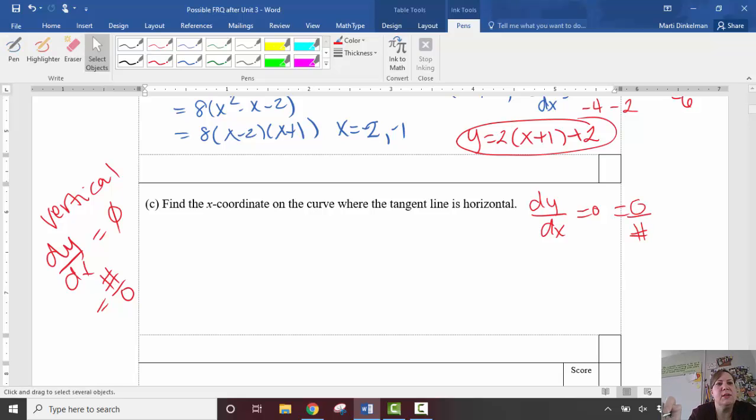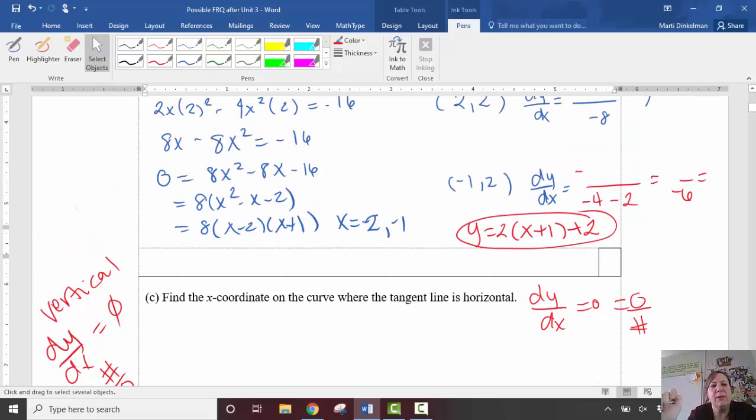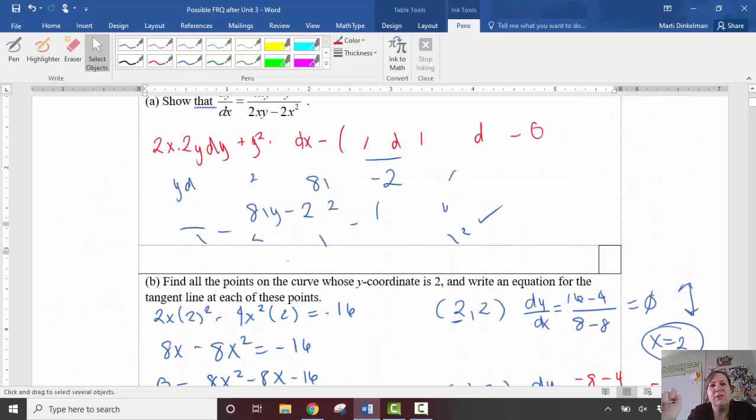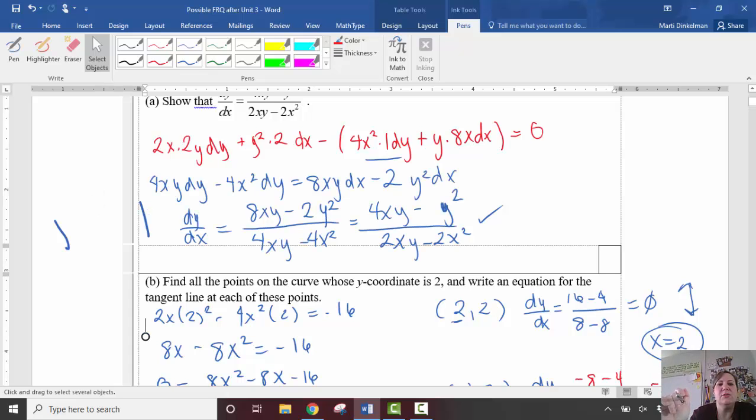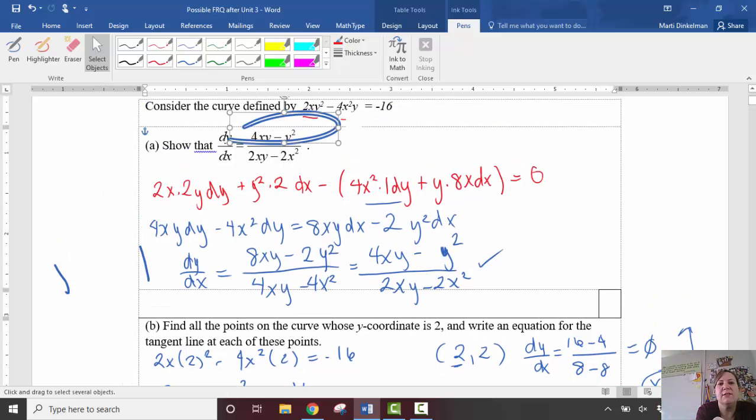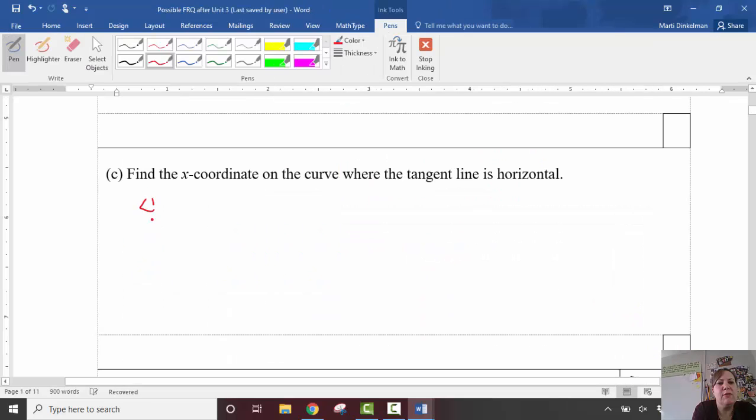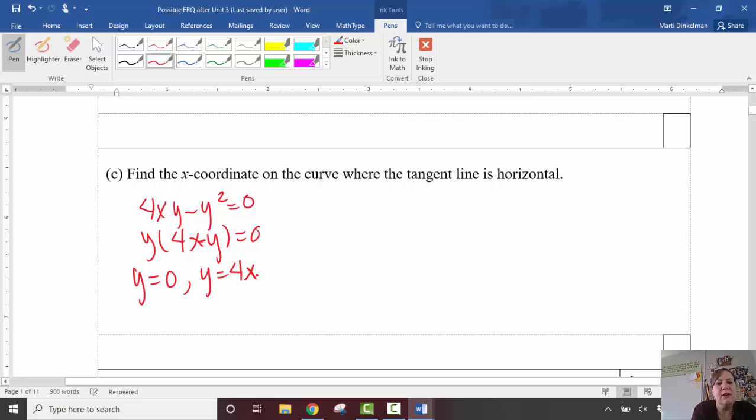Okay, so let me go back up. All I'm really worried about then is setting the numerator of this thing equal to 0. So this 4xy minus y squared needs to equal 0. So we want 4xy minus y squared to equal 0. I can see that everything has a y there, so we're going to get y equals 0. Oops, that should be a minus in between. Or y equals 4x.